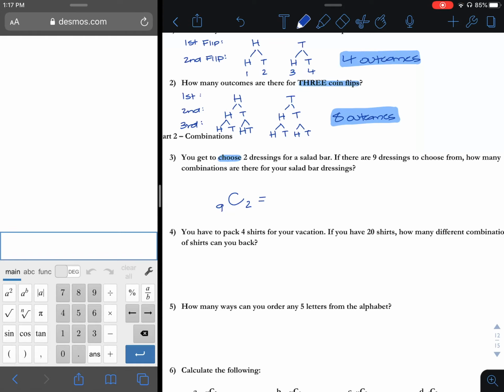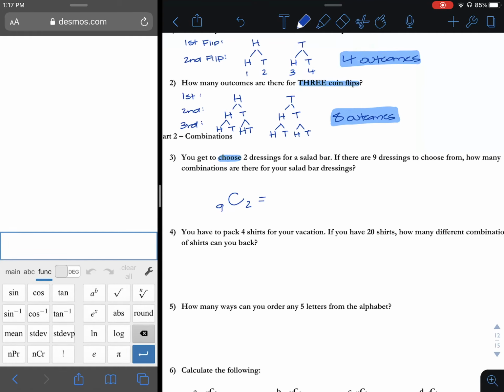So again, if I go on my calculator to the left here, on the top of the numbers, I have main, ABC, function, degree, clear all, that stuff. So I'm going to go over to function. What we're looking for is something that says nCr, or n choose r, which, if I look at my bottom row, is that second one there. So that's what I have, n choose r.